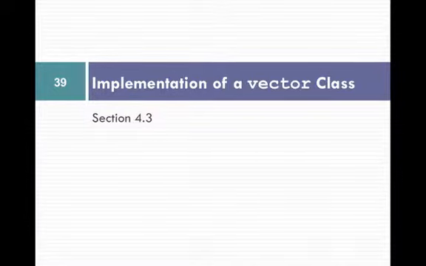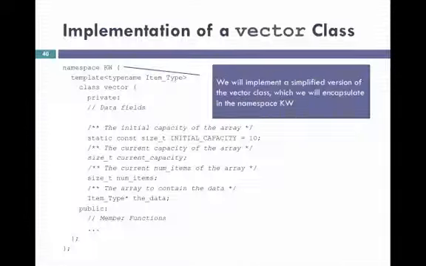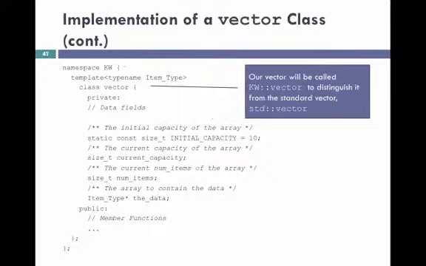This slidecast will examine the implementation of a vector class. We are going to look at a simplified implementation of the vector class, and we will encapsulate it in the namespace KW, which is a namespace for our textbook authors. And this is where we'll show some of our own implementations of some of the standard types in the standard template library. Now notice we have class vector. It's a template class. And this KW::vector will distinguish our implementation from the implementation in the standard library.